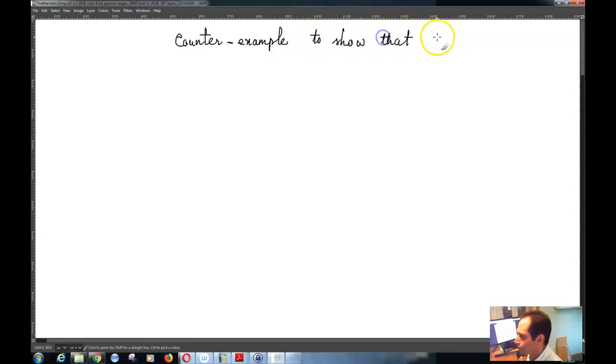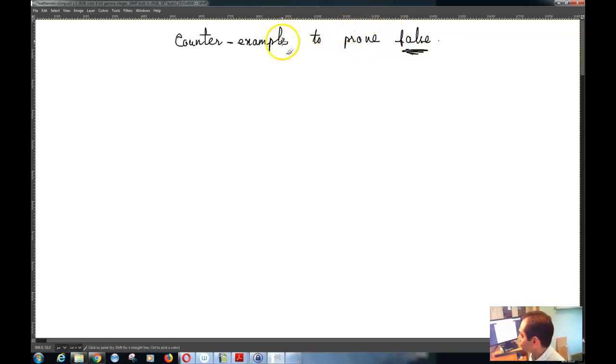So the next question that we have is question number 4: by giving a counterexample, show that the following statements are not true. So we want to use a counterexample to prove the statements are not true, to prove them false. So you want to use a counterexample to show that the following statements are not true, or they are false, basically.